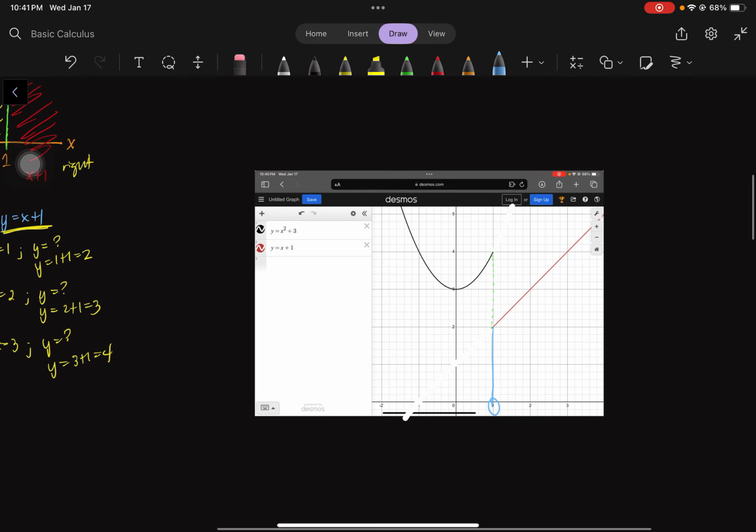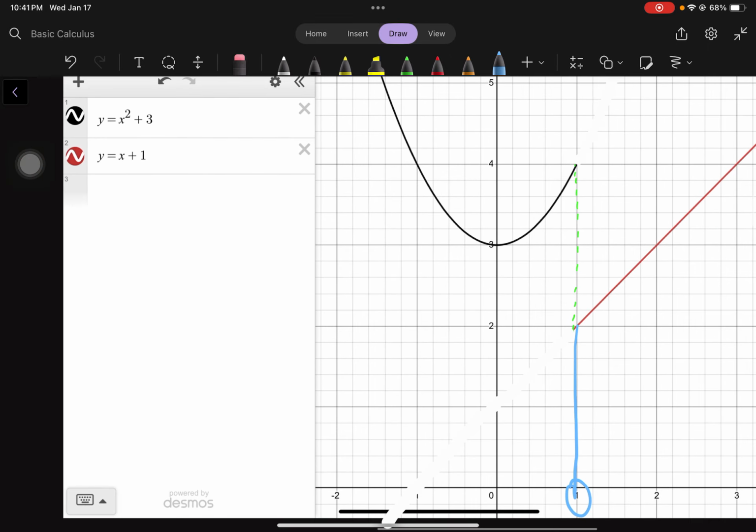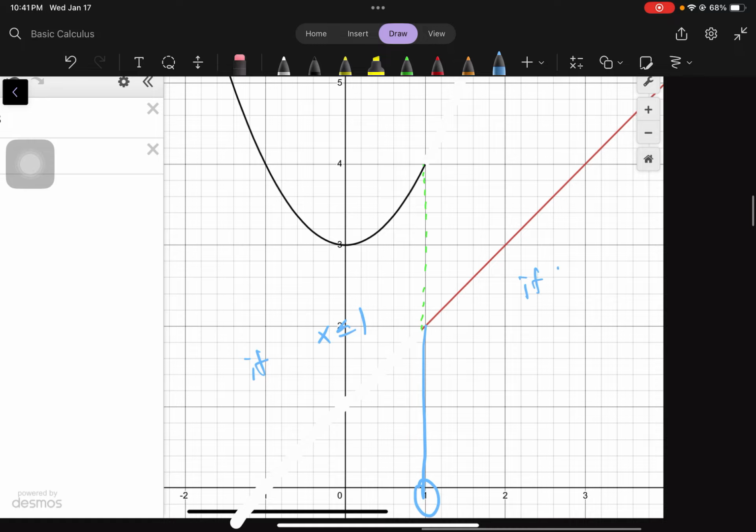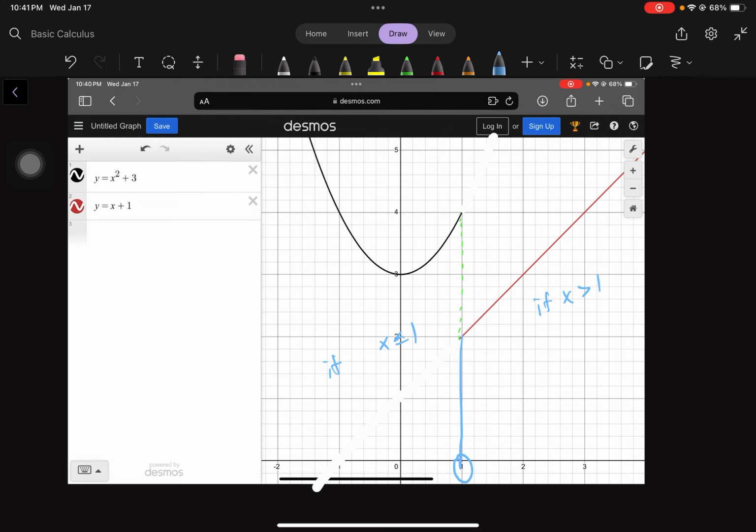Ito yung rules natin, no? Ito yung boundary natin. If x is less than 1 or if x is greater than 1. Okay? So, ganyan yung graph natin. Dito included, dito not included. Kasi ito may equal kaya include. Ito no equal, therefore not included.